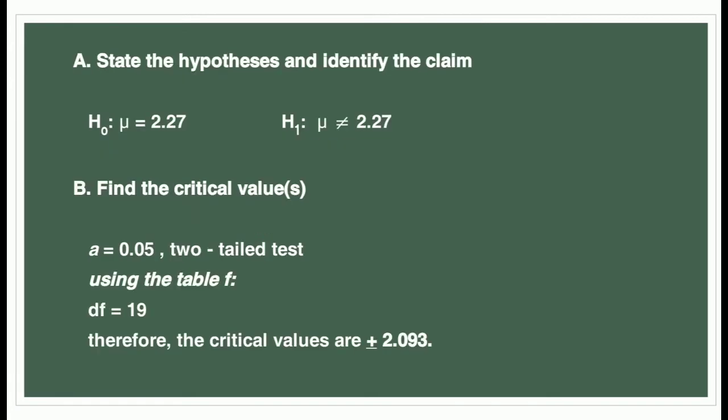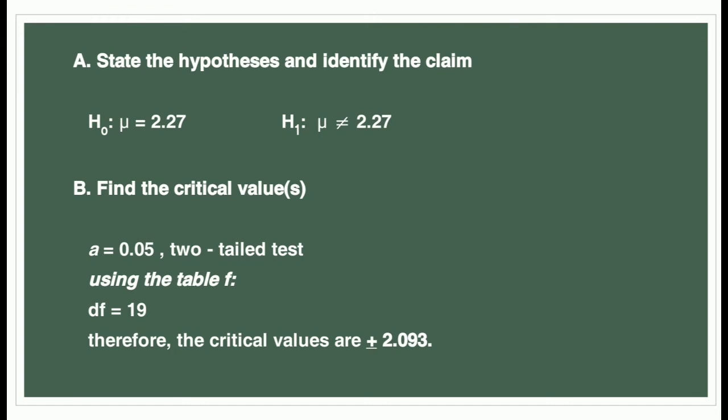To perform the hypothesis testing, the first step is state the hypothesis and identify the claim. In null hypothesis, mu is equal to 2.27. In alternative hypothesis, mu is not equal to 2.27. For the second step, find the critical value or values.